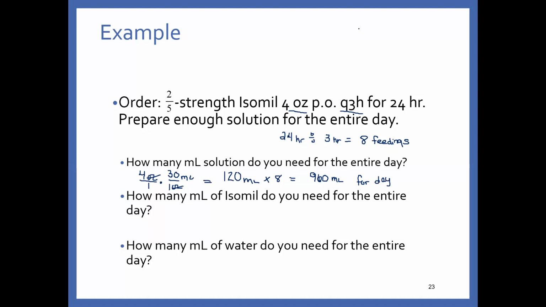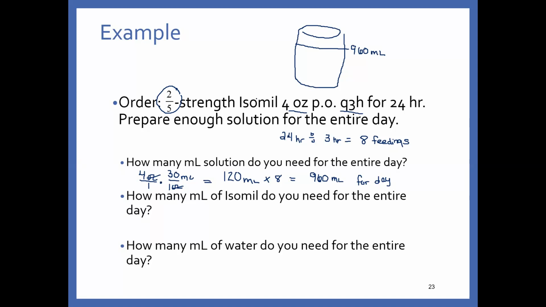I'm going to make a very crude sketch here of what's going on from this point. So I have a beaker. I'm going to mix this up. In my beaker, my fill line up here, how full I'm going to do, is 960 milliliters. Now, that is supposed to be a combination of isomil and water. So this is where I get to figure out the strength. So 2/5 strength is the isomil.